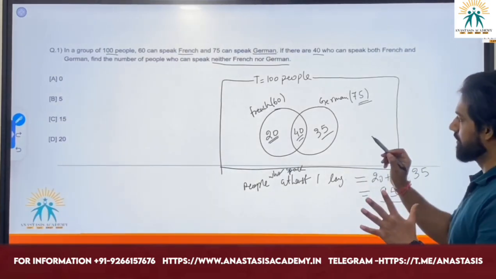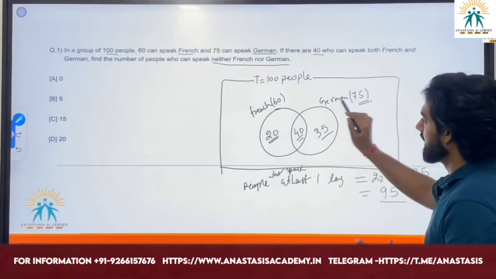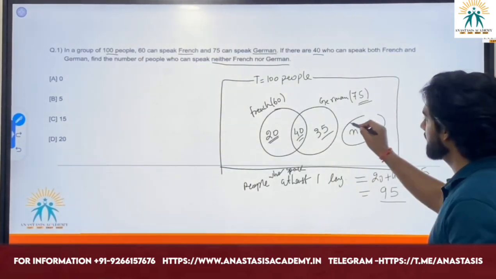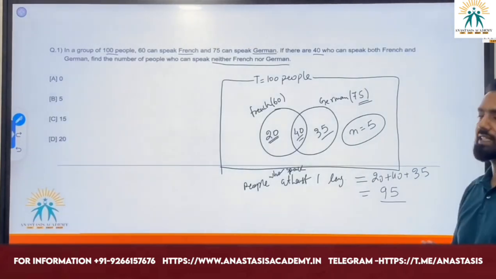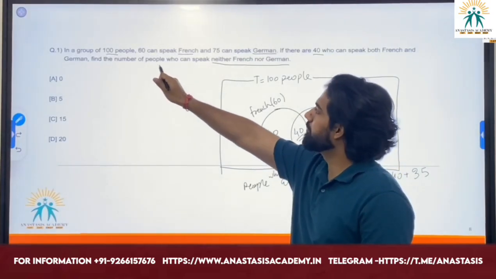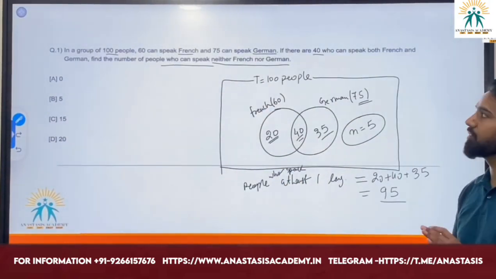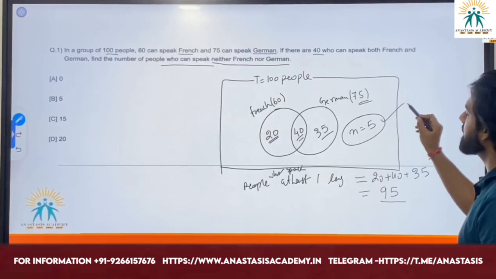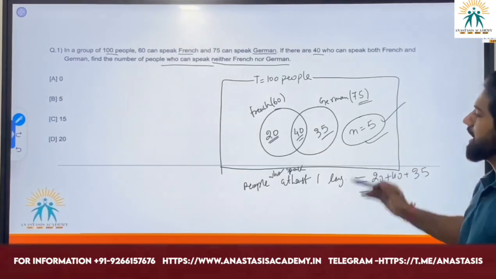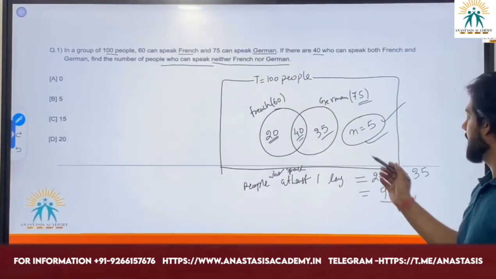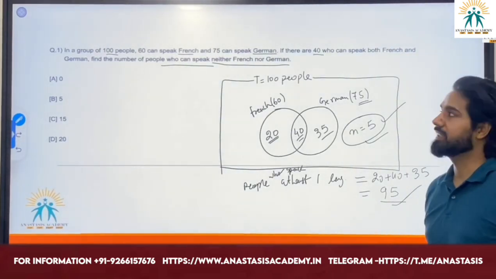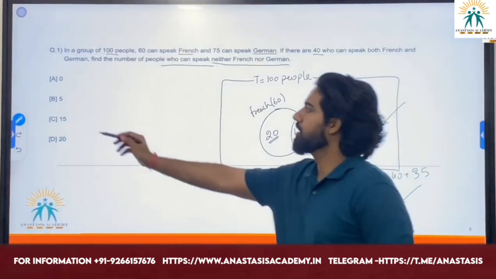So 5 people would be there outside these two regions. Outside these two regions, that is 5 people who do not speak any language at all. So it is asked that find the number of people who can speak neither French nor German. So there are only 5 people which are outside these regions and which speak no language, because people speaking at least one language are 95. So these 5 people are left who speak neither French nor German. So the correct answer to this question is option B.